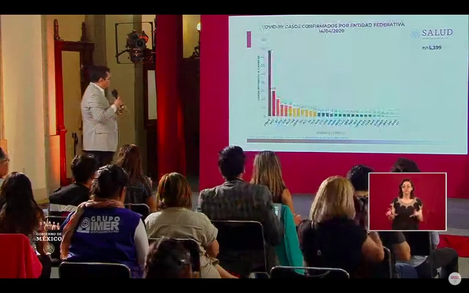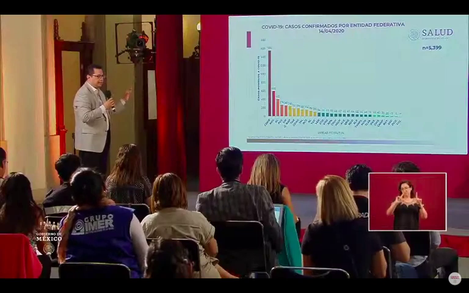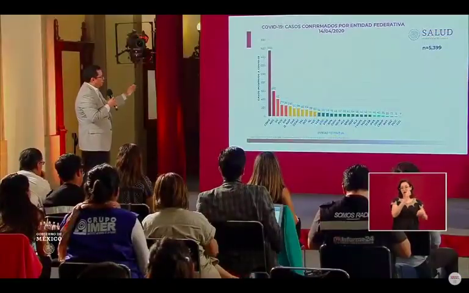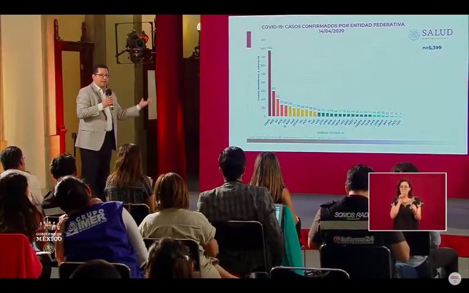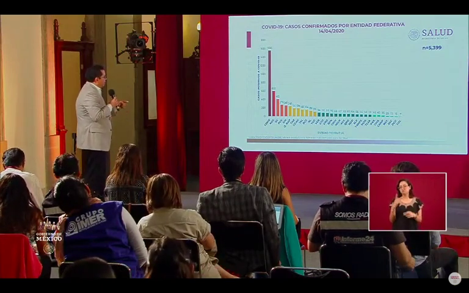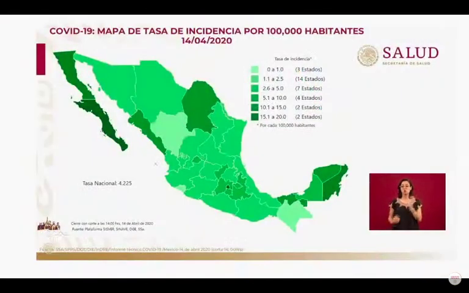Now, if we look at the following slide, we look at this same distribution, but this is the bar graph representation. So this is the total number of cases per state. And the colors are the same colors that are represented in the map. Next slide. This is a different map. This is a new map that integrates the accumulated incidence rate per 100,000 inhabitants.